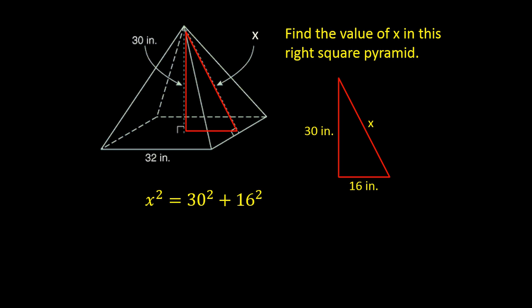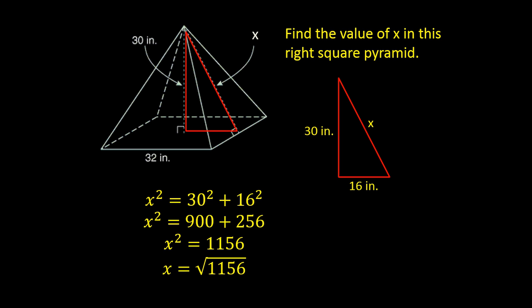So now let's use the Pythagorean theorem. x is the hypotenuse, so x squared equals 30 squared plus 16 squared. 30 squared is 900 and 16 squared is 256. That means x is the square root of 1,156. It would be inches in this case because we're measuring in units of inches.